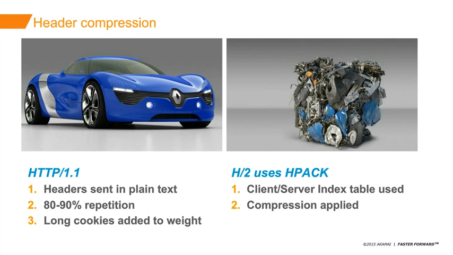The second main part of HPACK is that we apply Huffman compression. What this means is that when we are sending the actual values rather than the index values, then we're not sending them in plain text. We're actually compressing them down to be as small as they can be.